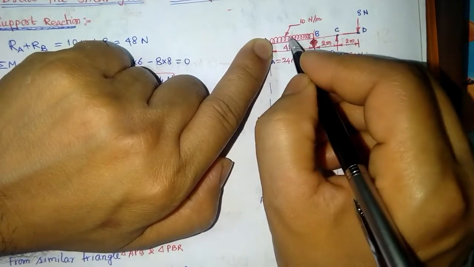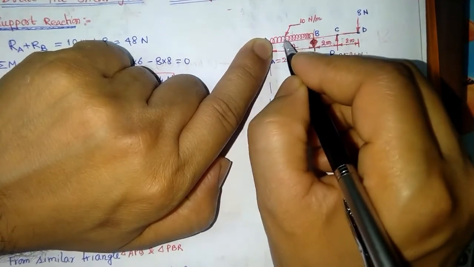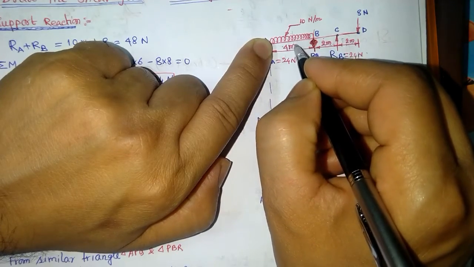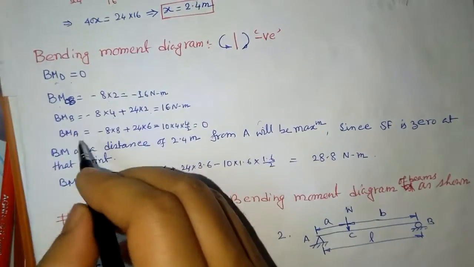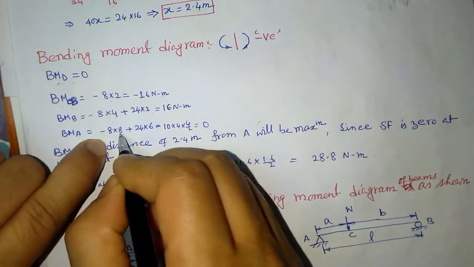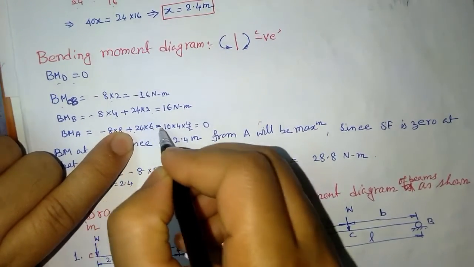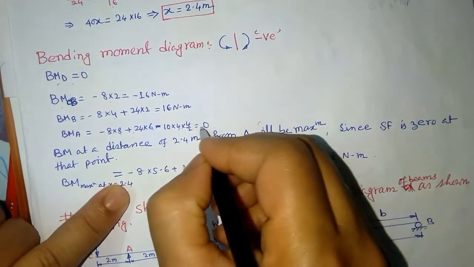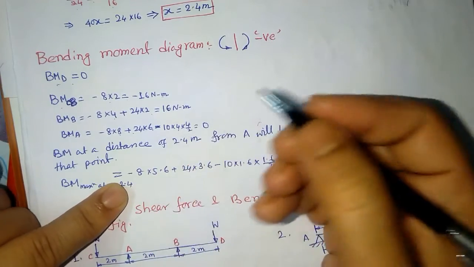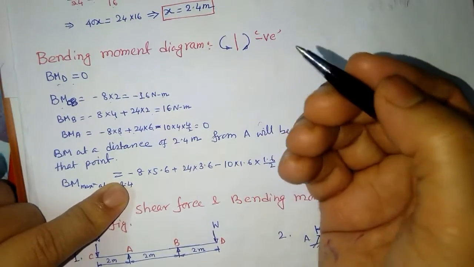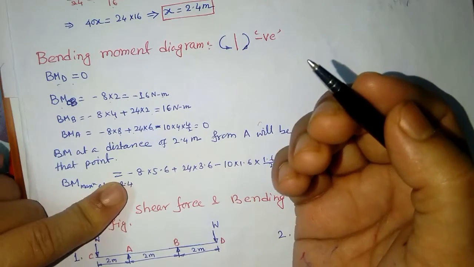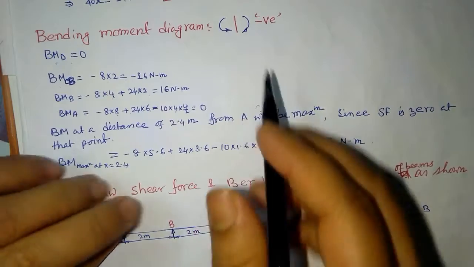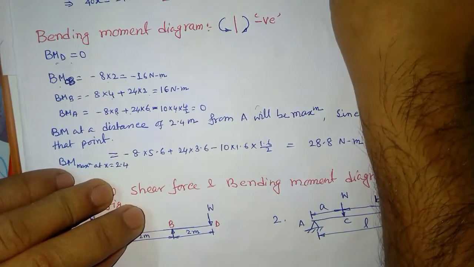So this is plus, and again this is 10 into 4, total load, into 4 by 2, that is making a hogging bending, so minus. Okay, so let's say bending moment at A, minus 8 into 8 plus 24 into 6 minus 10 into 4 into 4 by 2, and this value will be giving 0. Otherwise you can say this is simply supported, so simply supported means there is no bending resistance, so it becomes 0.